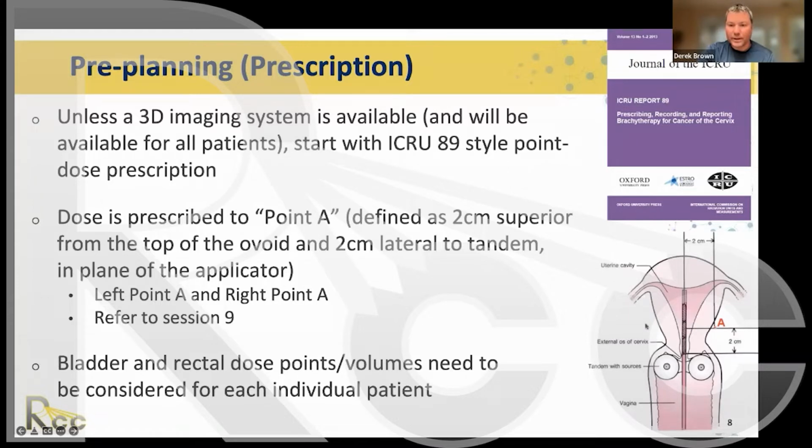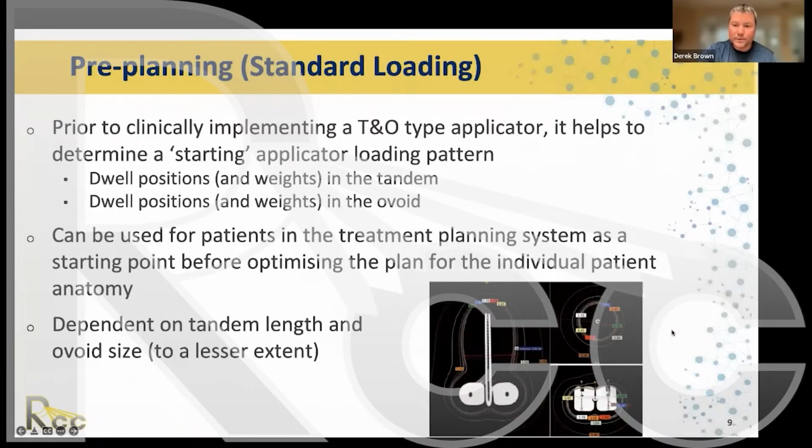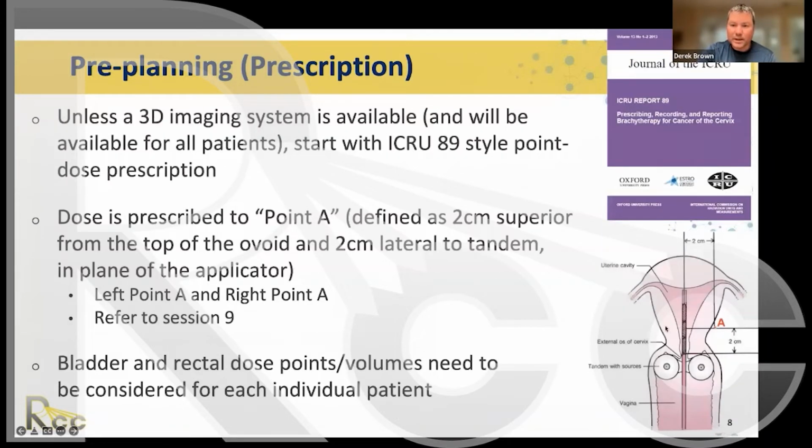So we're going to have point A over here as well. So 2 centimeters up, 2 centimeters lateral. If the tandem was coming in like this, so the tandem may be a little bit off center, we would still go up the tandem and then 2 centimeters this way and 2 centimeters that way. So point A is always with respect to the tandem.